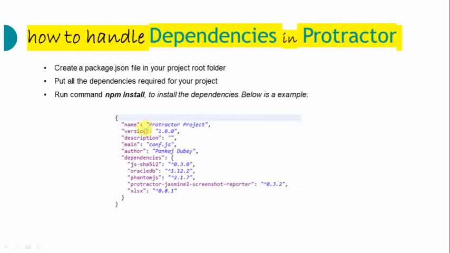Below is an example. In this example, you can see that package.json has a JSON structure. Here it has name, version, description, and author, and then the dependencies. In dependencies, I have mentioned some of the npm modules that I have to add in my project. These will get added when you run the command npm install.